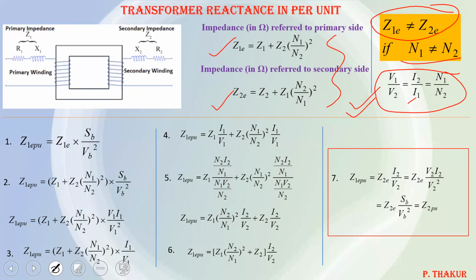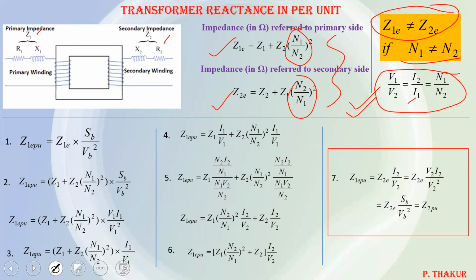So you must remember this. What you are seeing here, the impedance of the transformer referred to the primary and the impedance referred to the secondary are not equal to each other, and it depends on the turn ratio. Now, what will happen when you represent impedance in per unit? Z1 and Z2 will be in per unit, then what change will happen here?